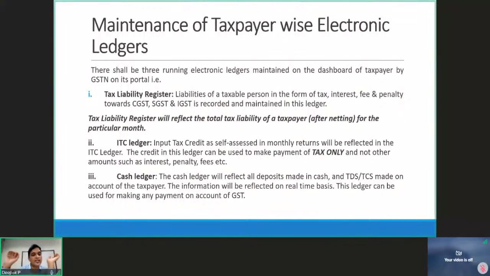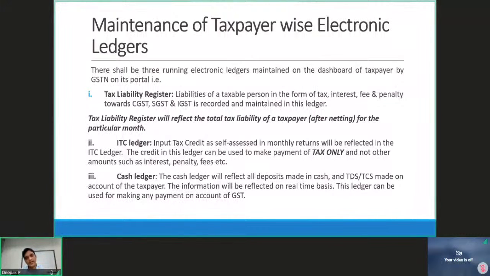Now this tax liability register calculates the liabilities of the taxable person in the form of tax, interest, fees and penalty. Now, how does this taxable amount come from your GST returns? Firstly, if the authorities do any assessment or any adjudication proceedings, then they will also decide the tax liability. That also comes and gets debited in your electronic liability register. Now, I've said in the form of tax, interest, fees and penalty towards CGST, SGST and IGST.